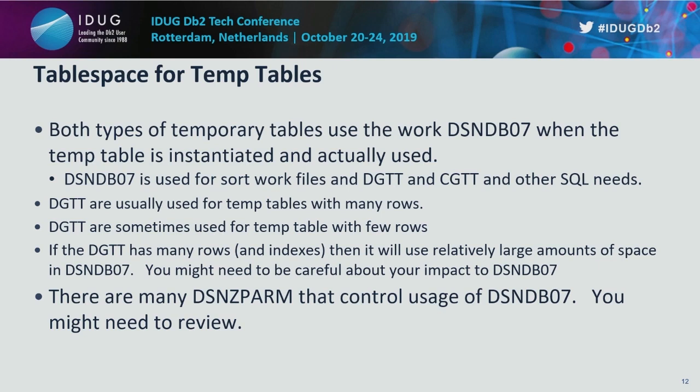I find that DGTTs are, and you'll see again later, often used for temporarily storing zero to many rows. But sometimes you just use them for storing a handful or one row. I've even used a one row, one column table.